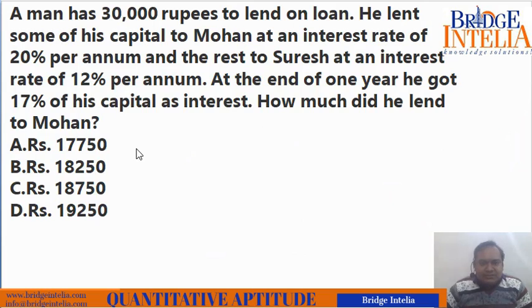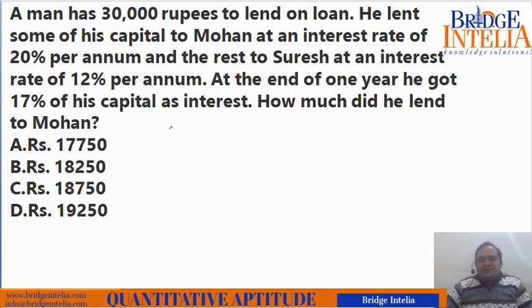Now let's have a look at this one. A man has 30,000 rupees to lend on loan. He lent some of his capital to Mohan at an interest rate of 20% and the rest to Suresh at an interest rate of 12% per annum. At the end of 1 year, he got 17% on his capital as interest. How much did he lend to Mohan?